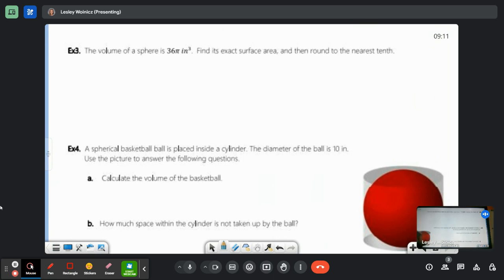The volume of the sphere is 36 pi inches cubed. We're going to find its exact surface area and then also round that to the nearest tenth. So this is one of your favorites where you get to work backwards.